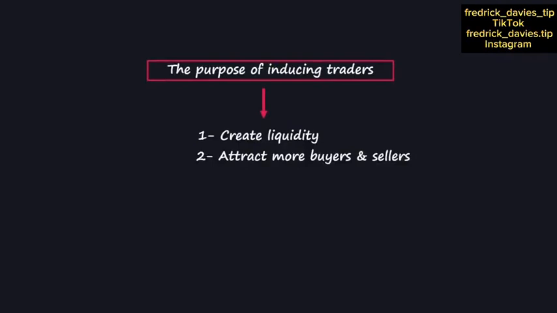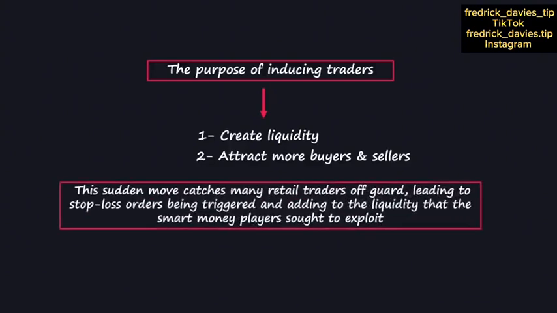Once a sufficient number of retail traders have taken positions in the direction perceived as favorable, the market is swiftly moved in the opposite direction, resulting in a significant reversal or breakout. This sudden move catches many retail traders off guard, leading to stop-loss orders being triggered and adding to the liquidity that the smart money players sought to exploit.